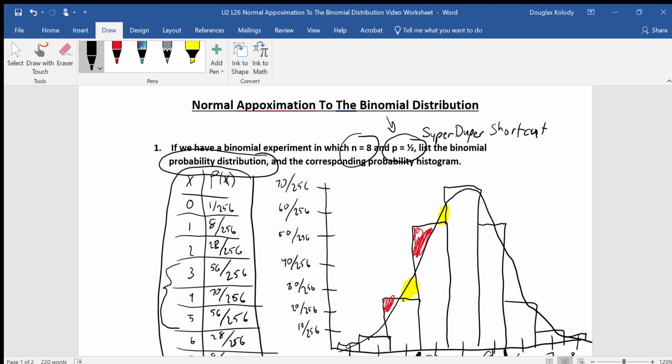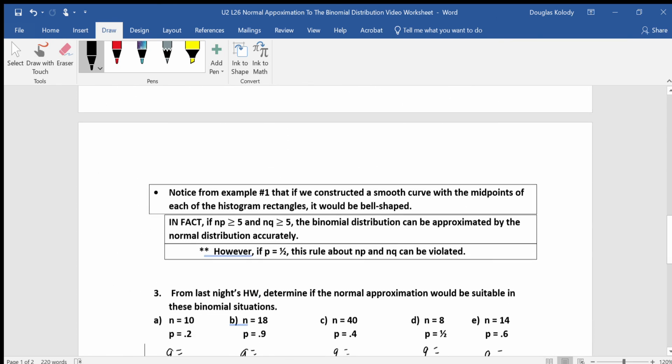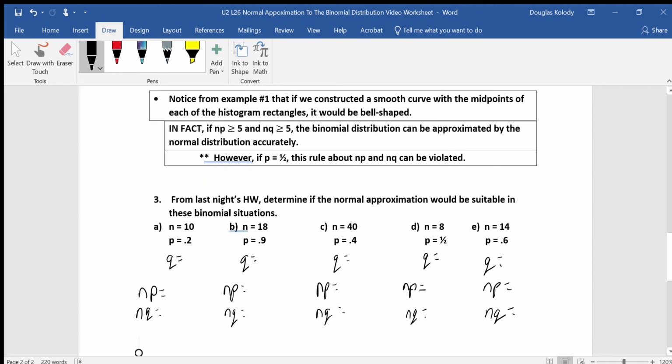But only under certain conditions, and these are the conditions that need to exist. So I'm going to scroll down, and it says, notice from example 1. So in fact, and this is the big thing right here: if n times p and n times q are both greater than or equal to 5, the binomial distribution can be approximated by the normal distribution accurately. All right, so it's a suitable approximation. However, if p is 1/2, this rule can be violated. We'll get to that in just a second.